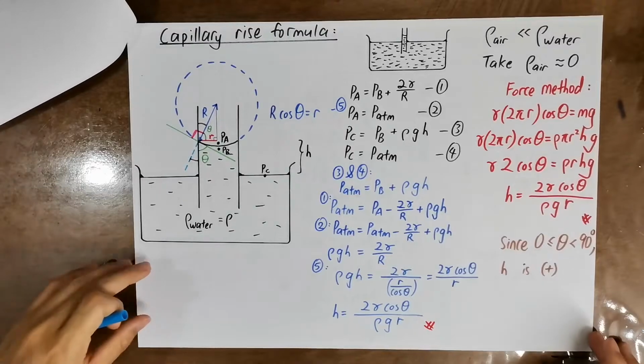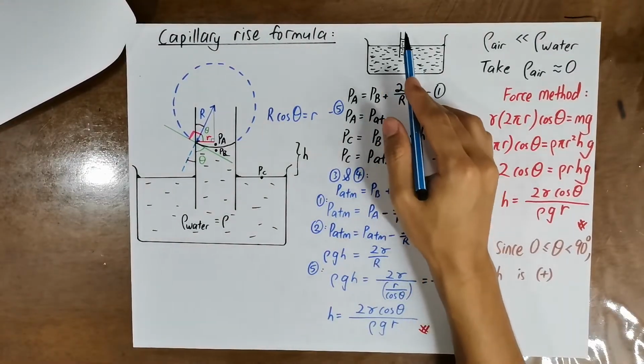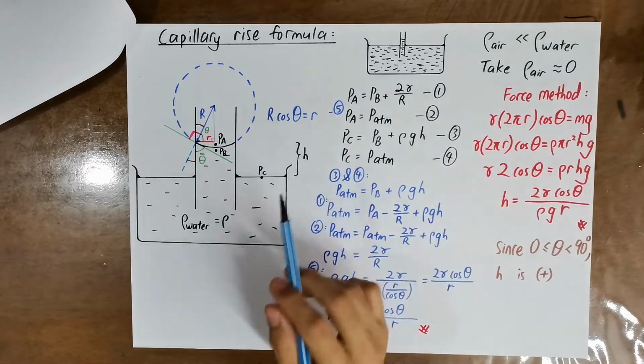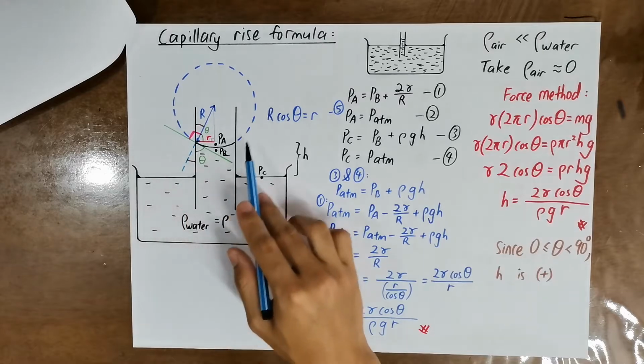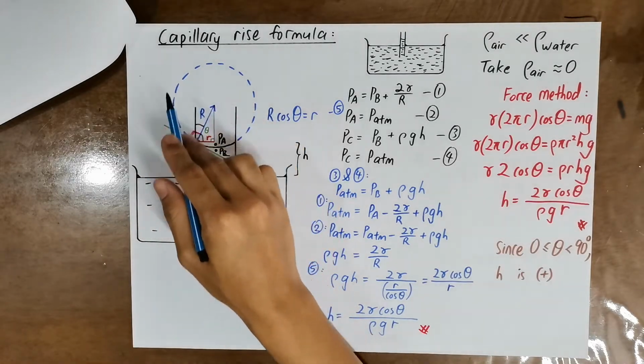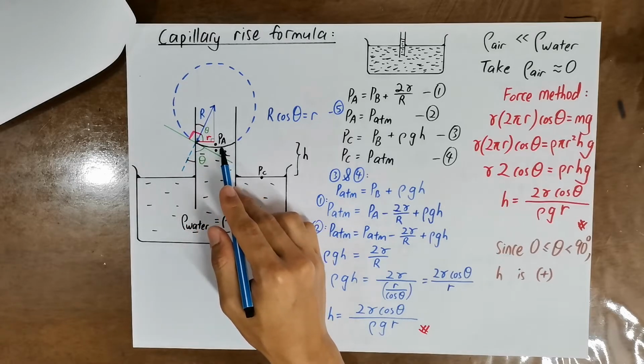So let's derive something. This is water, and this is your capillary tube, and the water will be raised. So you draw a circle here. The circle is exactly the meniscus here.